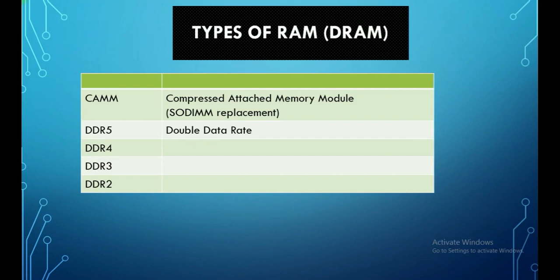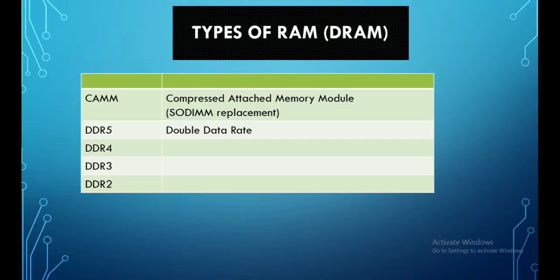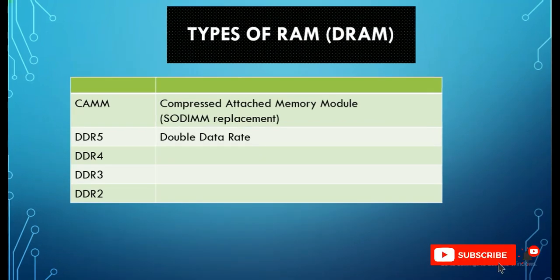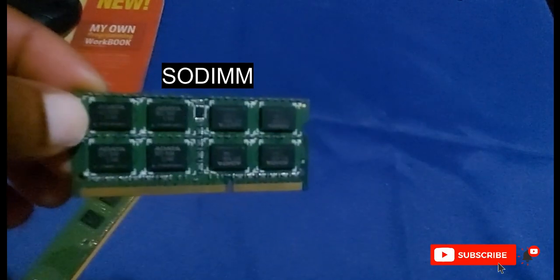Let us look at some types of RAM now. And the first one is CAM. This means compressed attached memory module. This now is very new. It's a new type of memory developed by Dell. CAM is a game changer in that it is a SODIMM replacement. SODIMM is a type of memory that is used in laptops.